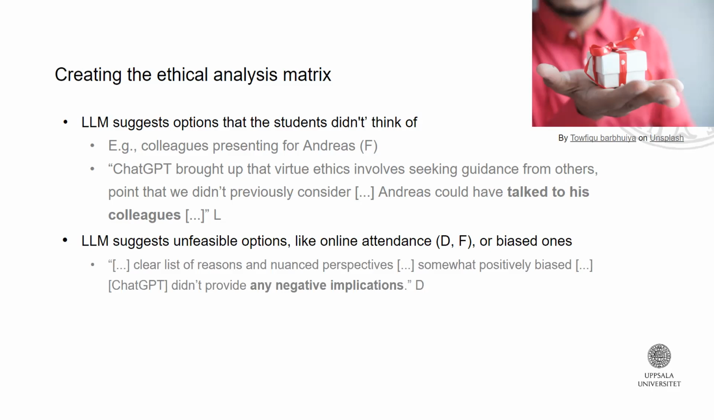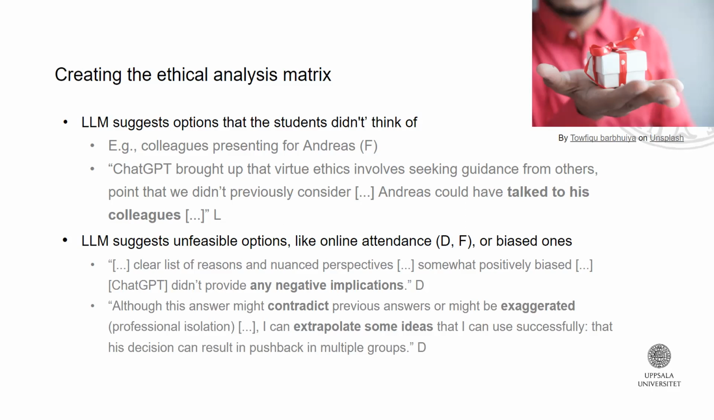Or then it would be biased ones. So one group says that ChatGPT provides a clear list of reasons and nuanced perspectives, but these are somewhat positively biased. It didn't provide any negative implications. But this group spotted that. So then they added another prompt and said, what are the negative implications of this course of action? Okay. But notice here, and in the invisible options, that the students need to realize this is not a good gift. Okay. So it's on them to do this filtering.